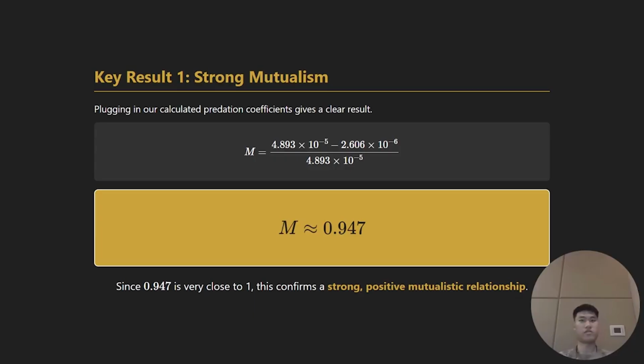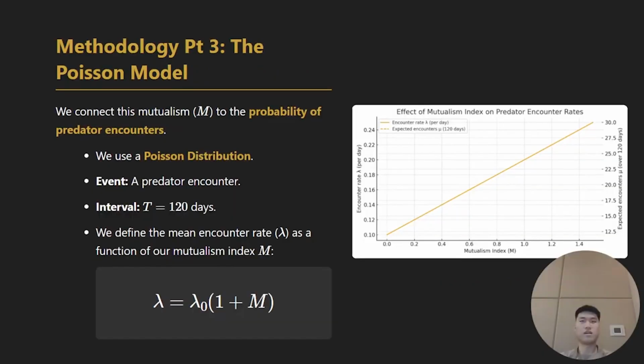This result, being very close to 1, gives us our first major finding. There exists a strong, quantifiable, positive mutualistic relationship between these two species. Next, we had to connect this M value to the probability of an encounter. In order to do this, we utilized a Poisson distribution. This Poisson distribution will model the probability of k events happening over a fixed interval of time. We defined the mean encounter rate, lambda, as a function of our mutualism index, which you can see from this equation, lambda equals 0.2 times 1 minus M.